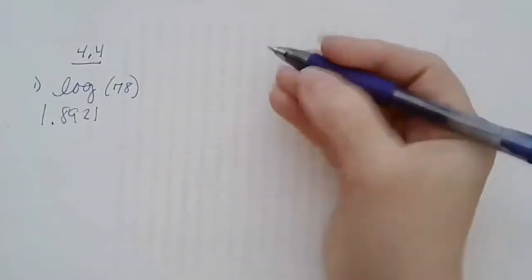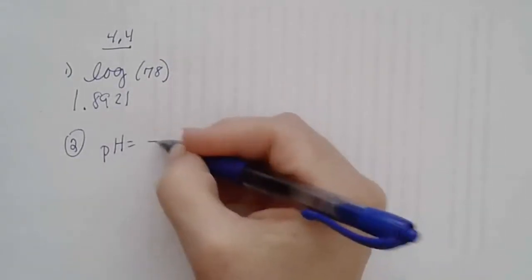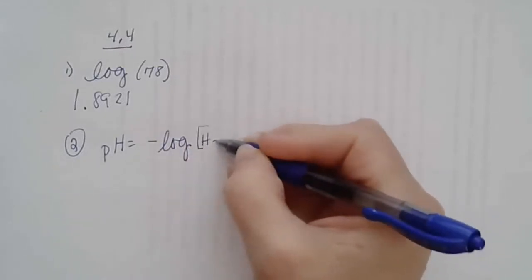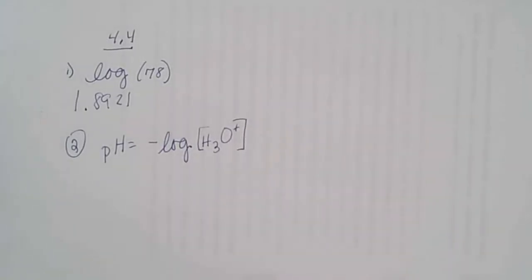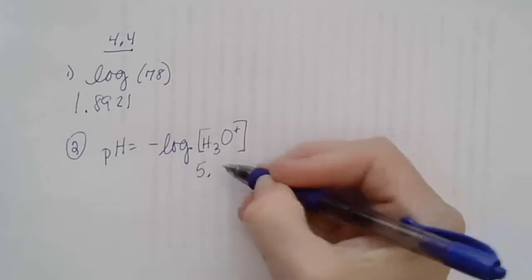All right, number 2 is a pH question. It says find the pH, and it's a reading problem. The formula for the pH is given, and it tells us pH equals negative log, and we have that button on our calculator, of the hydronium ion concentration, which will be given in your problem. So it tells us in the reading the pH of a certain agricultural product with hydronium ion concentration is 5.4 times 10 to the negative 5.